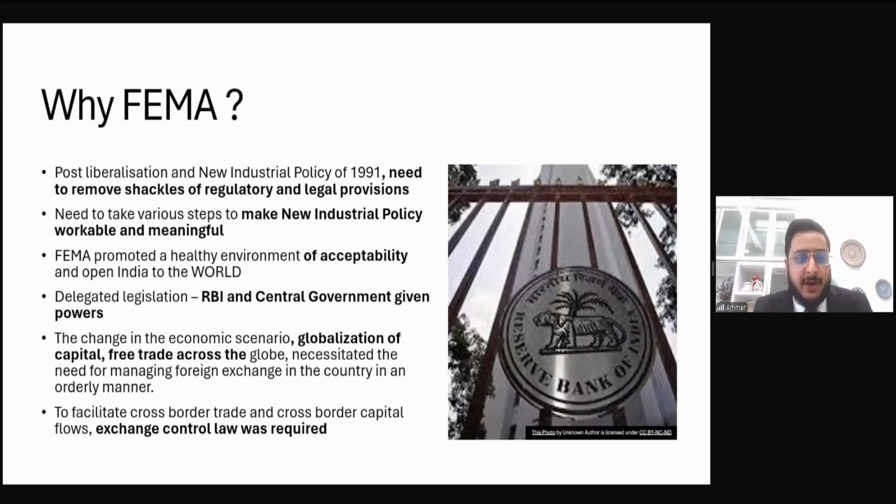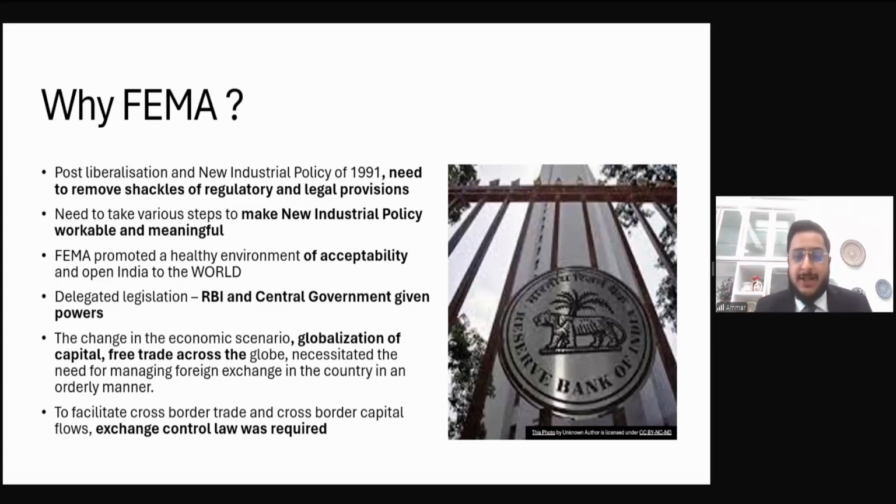Now, why was FEMA required again? Post-liberalization and the new industrial policy of 1991, there was a need to remove regulatory and legal provisions. Foreign exchange transactions had to be eased out. It should be easier to make foreign exchange transactions, and it should not be a headache. So that's what FEMA brought in. And it opened up India to the world.